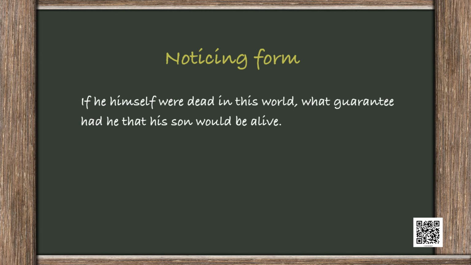If he himself were dead in this world, what guarantee had he that his son would be alive? Right. Again, a similar conditional. We're talking about an unrealistic situation because obviously he's alive. So you cannot be alive and dead at the same time. So the possibility of both of these things happening in the same reality doesn't exist. So unreal conditional. So you're using the past tense. He himself were dead. Now it is important to notice that with the to be verb, you don't say was. You don't say was for unreal conditions, you say were.